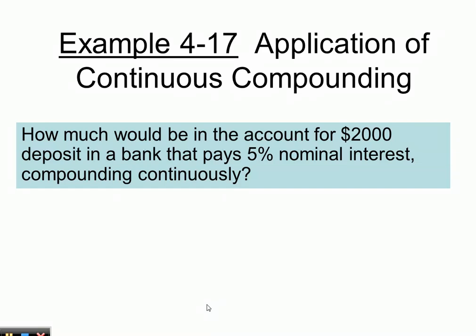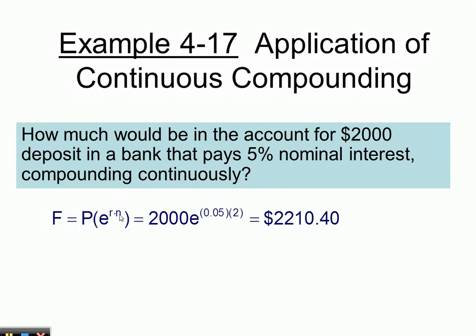So again, how much would be in the account for a $2,000 deposit? If we have a $2,000 deposit at a 5% nominal rate, the r is 5% and the P is 2,000. The future amount of money depends on n. If it's 2 years, like in this example, we plug in 2,000 for P, 0.05 for r, and 2 for n, and that gives us $2,210.40.